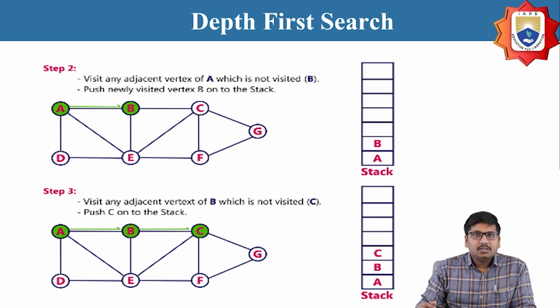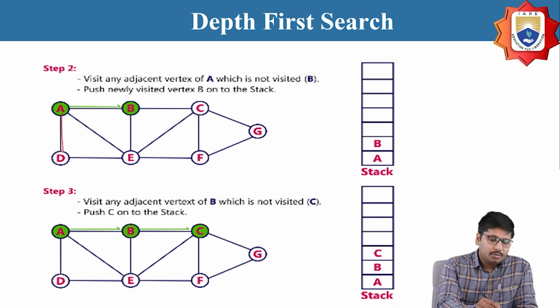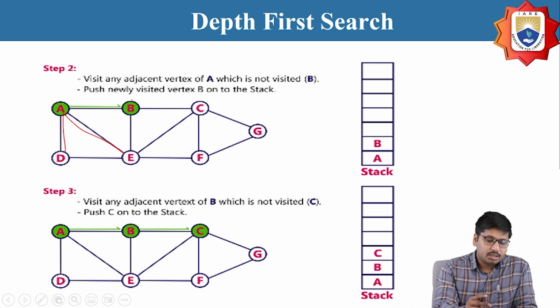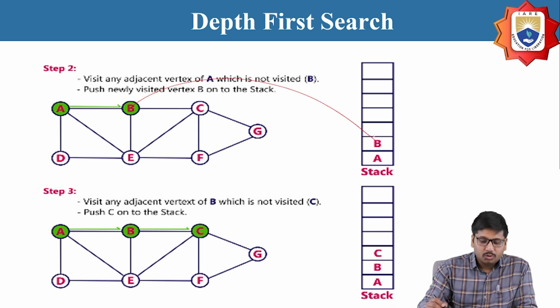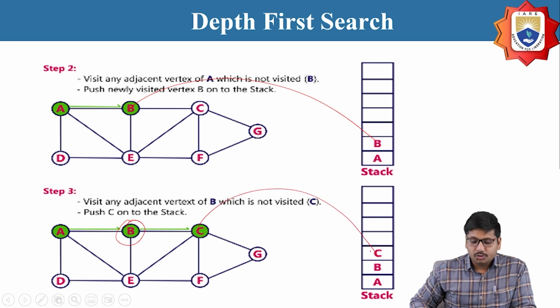Then, what are the adjacent vertices of A? B and D, but I'm going to choose only one vertex, so I'm going to choose B here. B is going to be pushed onto this stack. For B, the adjacent vertices are A, which is already there, E and then C. So I'm going to choose C here, and C is going to be pushed onto the stack.